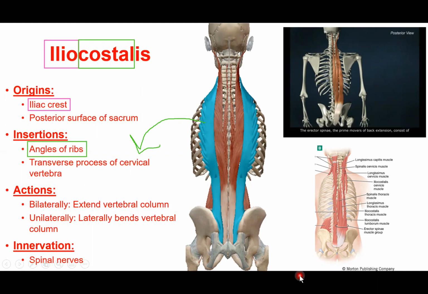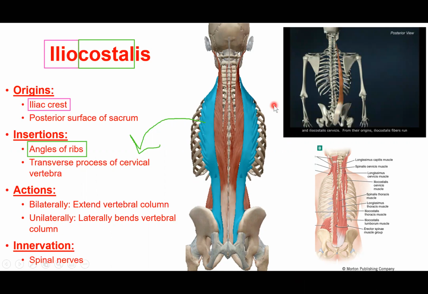The erector spinae, the prime movers of back extension, consist of three superficial columns of muscle in the posterior neck and trunk. These are the iliocostalis, the longissimus, and the spinalis. The iliocostalis forms the lateral column, and like the others, it has three parts. These are iliocostalis lumborum, iliocostalis thoracis, and iliocostalis cervicis, from their origins.